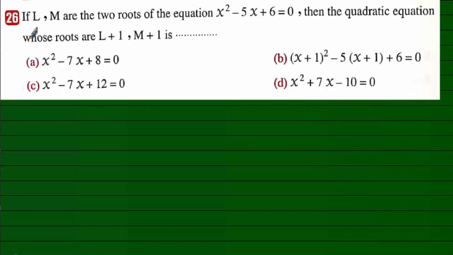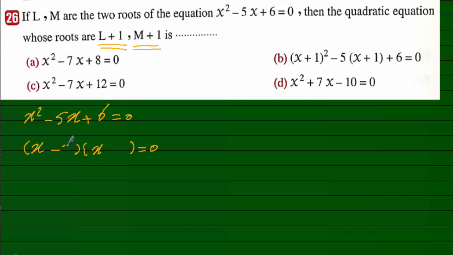Question number 26. If L and M are the two roots of this given equation, x squared minus 5x plus 6 equals 0, then the quadratic equation whose roots are L plus 1 and M plus 1. Here, what are the two roots of this equation? We can factorize it. So it is equal to x minus 2 multiplied by x minus 3. Negative 2 multiplied by negative 3.